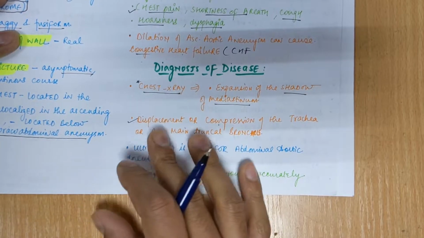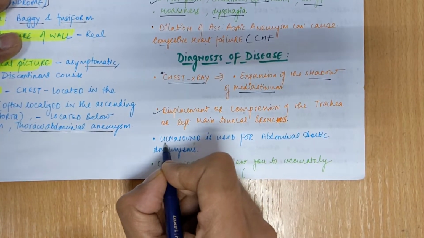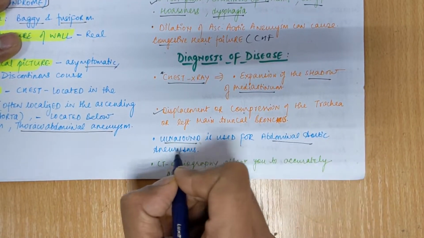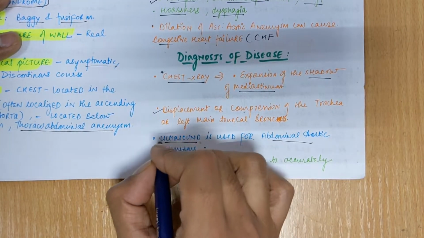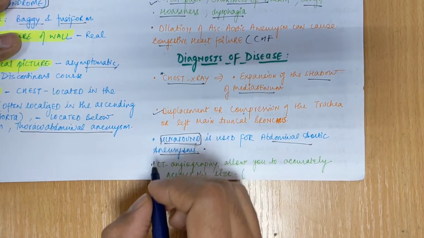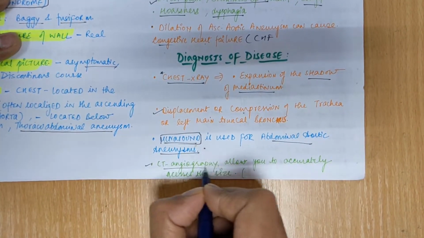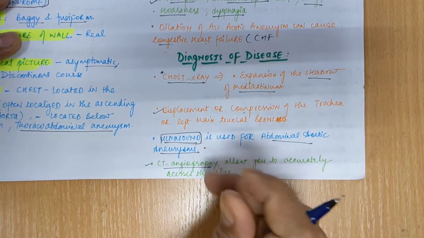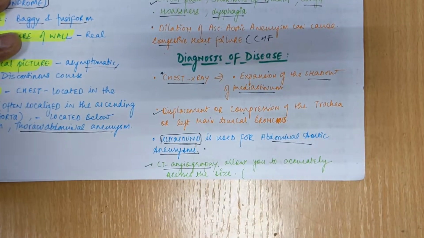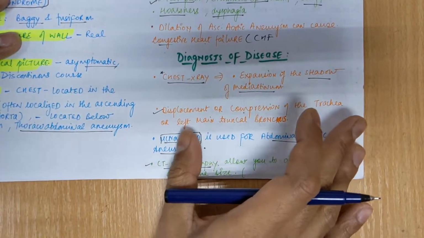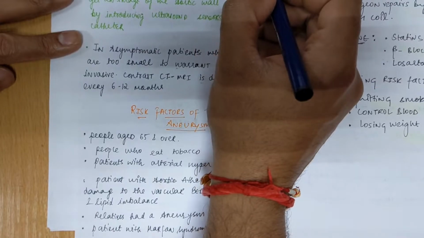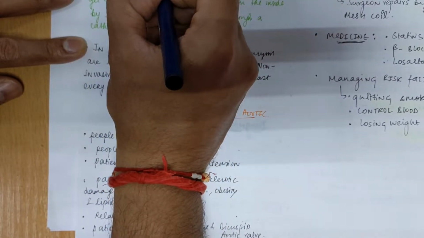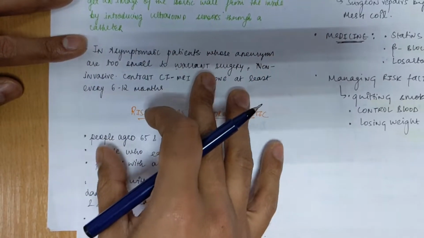That can also be helpful for us, and we can do ultrasound for the abdominal aortic aneurysm. If the aneurysm is in the abdominal area, we can do ultrasound, and there we can diagnose it. Then we can do CT angiography, which allows us to accurately assess the size of the aneurysm. Then comes MR angiography, which is also used to see the size and the extent of the aneurysm. So these are the instrumental diagnoses which we will do.